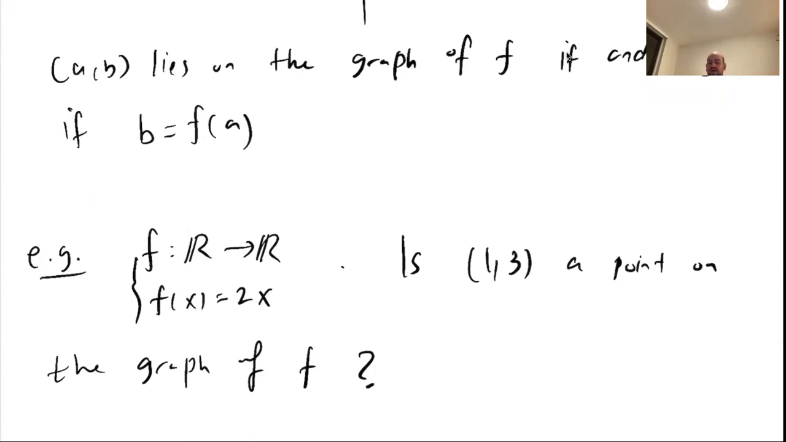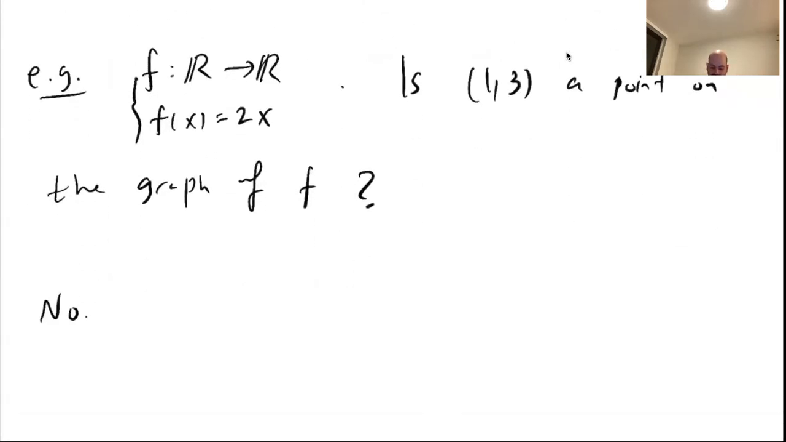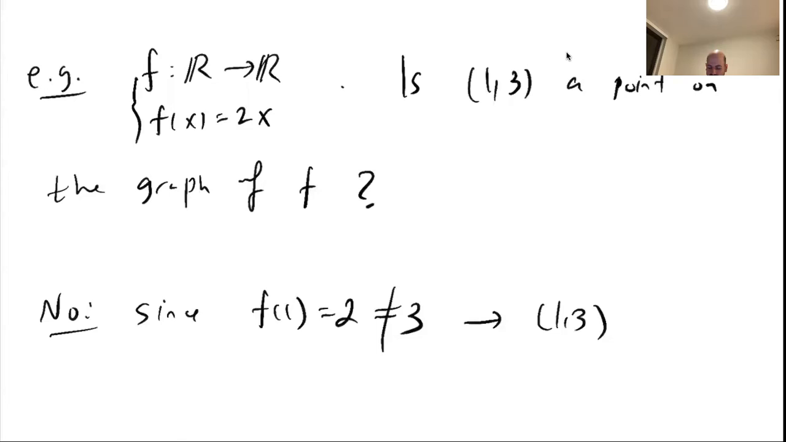Well, that's okay. And then the second coordinate should be f of the first coordinate, so the output corresponding to the input. Now, if the input is 1, the output will be f of 1, which is 2, not 3, right? So (1, 3) will not be on the graph of f. So the answer is no, since f of 1 is equal to 2, which is not equal to 3. So that means (1, 3) does not lie on the graph of f.